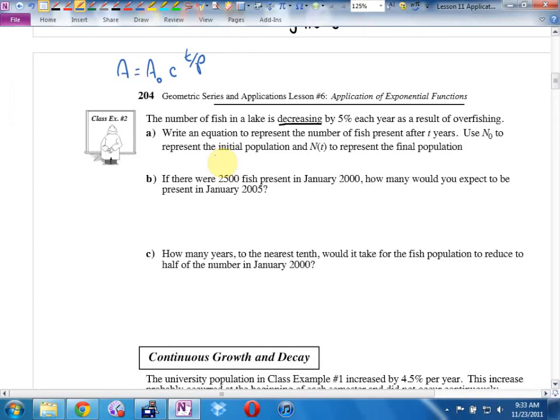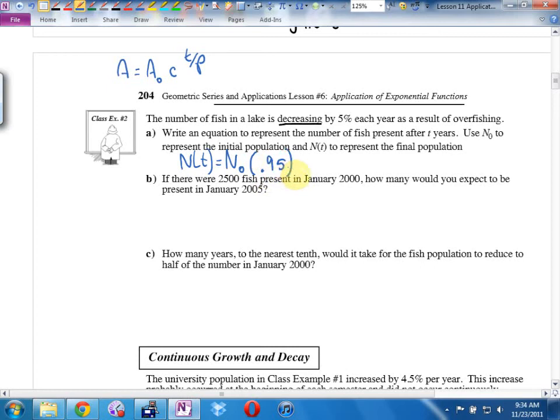They want me to use N of t for my final population. Okay, I'll use their variable and make them happy. What percent are we decreasing by? Please read the question. If we're losing 5%, what percent is left behind? 95.